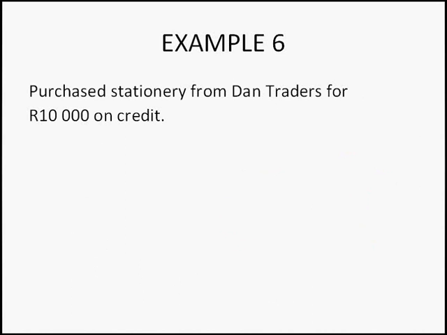Example 6. Purchased stationery from Dan Traders for 10,000 Rand on credit. Okay, so the first thing we need to do is to look for the two accounts involved. And again, look at the terminology that's used in the sentence. That will normally tell you what the story is. In this case, purchased stationery, that's what we bought. So stationery will be the one account. And we purchased it from Dan Traders on credit, which means that Dan Traders is a creditor. So the two accounts involved would then be stationery and creditors.